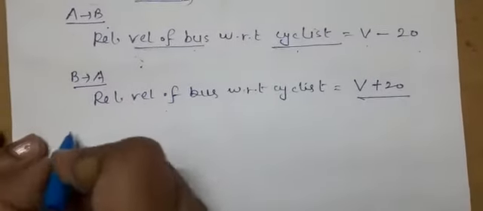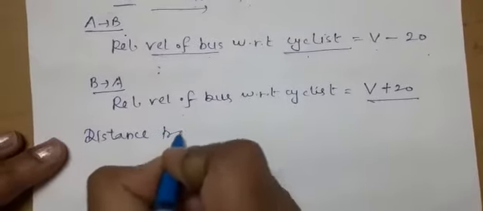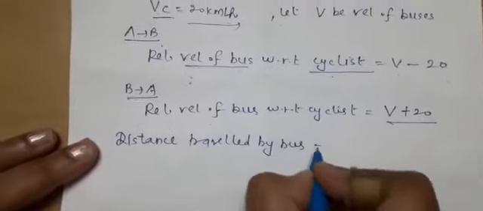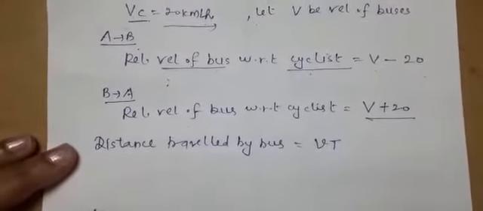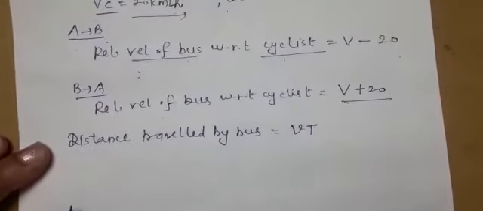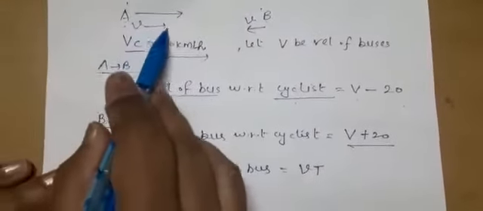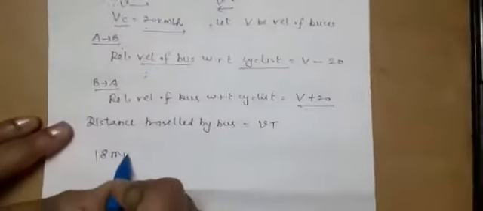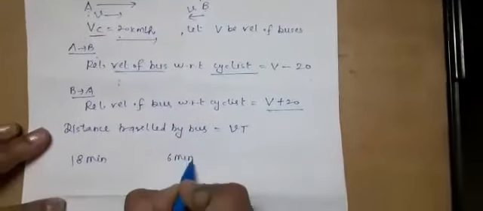Now, what is the distance travelled by each bus within a time of t? So distance travelled by the bus will be equal to V into t. Now coming to the statement, as per what was given, when a cyclist observed a bus coming in his own direction, it was in how much time? 18 minutes.